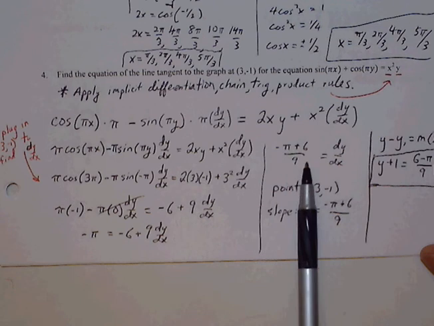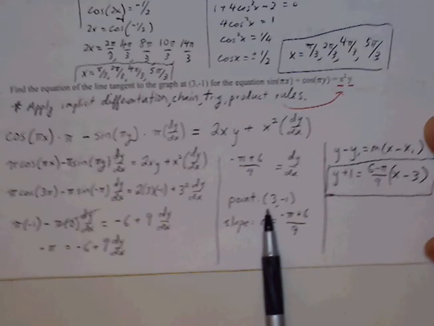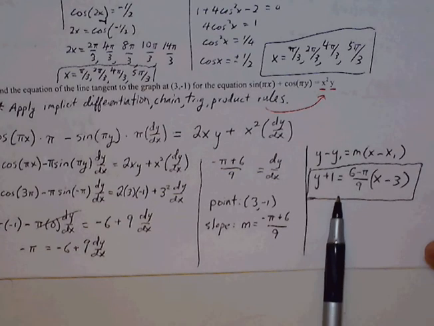We have our slope, we have our point, and now we just plug into our point slope. Okay, y minus y sub 1 equals m times x minus x sub 1.